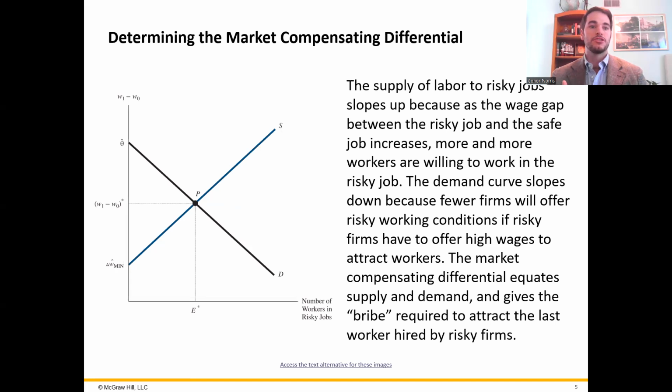So now let's look at starting to determine the market for compensating differentials. Here we have a supply curve for risky jobs.